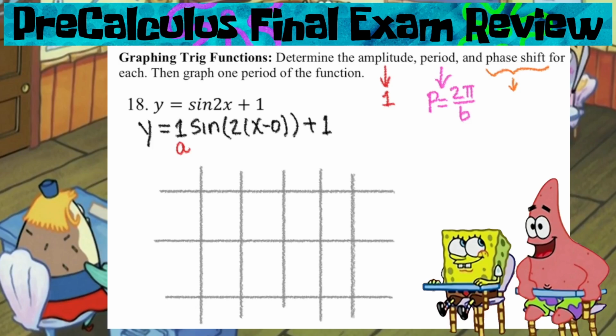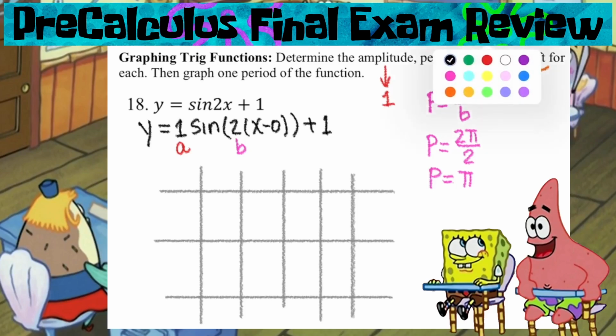So the B value is going to be found inside what I call the crazy house, and that is your horizontal stretch or compression. It's the opposite of what you would think. So that 2, even though it's bigger than 1, is not a horizontal stretch, but instead it is a horizontal compression, hence us dividing by that value instead of multiplying. 2 pi over 2 means that the period is pi.